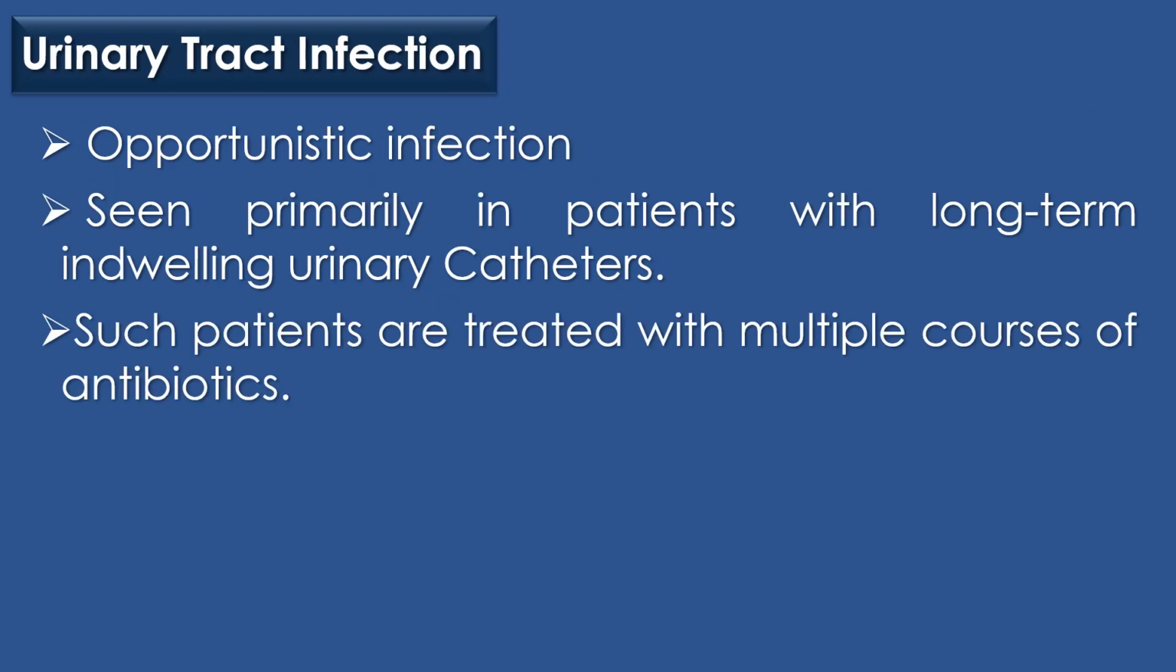The third clinical disease caused by Pseudomonas aeruginosa is urinary tract infection. The urinary tract infection is an opportunistic infection. The infection of the urinary tract is seen primarily in patients with long-term indwelling urinary catheters. Urinary catheters are the tubes that collect urine from the bladder. Typically, such patients are treated with multiple courses of antibiotics.